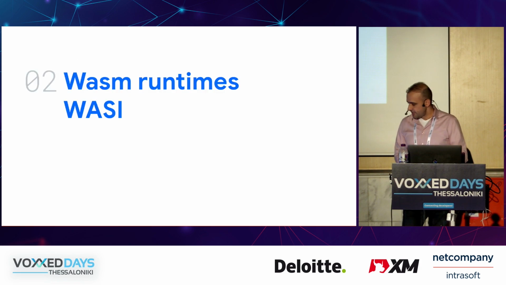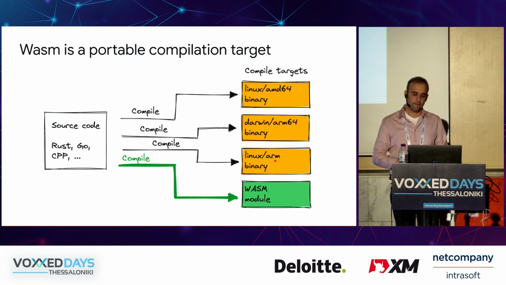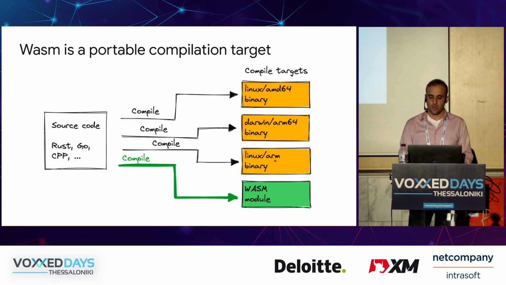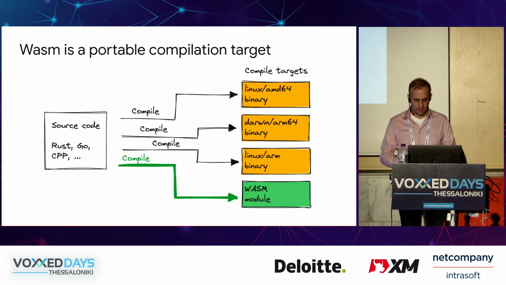All right, so let's get into details now. Let's talk about Wasm runtimes and WASI. As I mentioned, you normally have your source code, and you compile to the architecture that you want to run it on. But with WebAssembly, you don't need to do that. You just compile it to a WebAssembly module, and that's it. You don't think about the architecture in that sense. You just compile your code with WebAssembly.